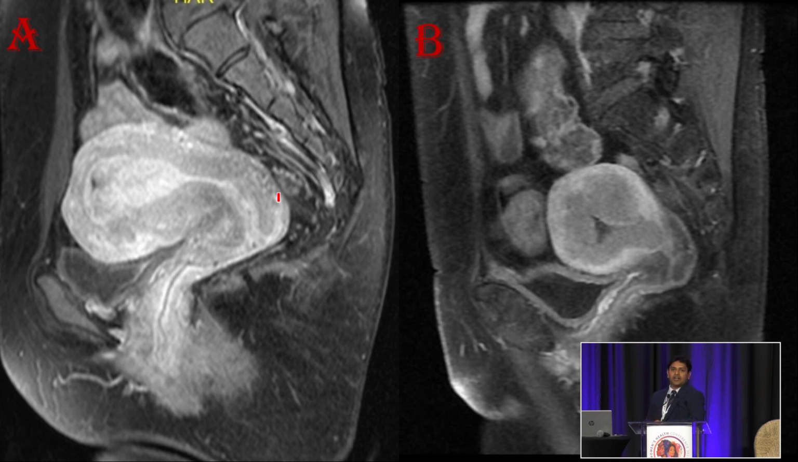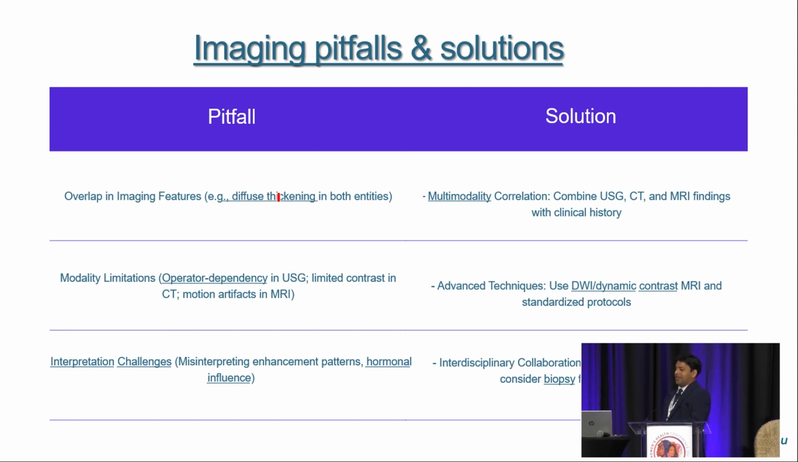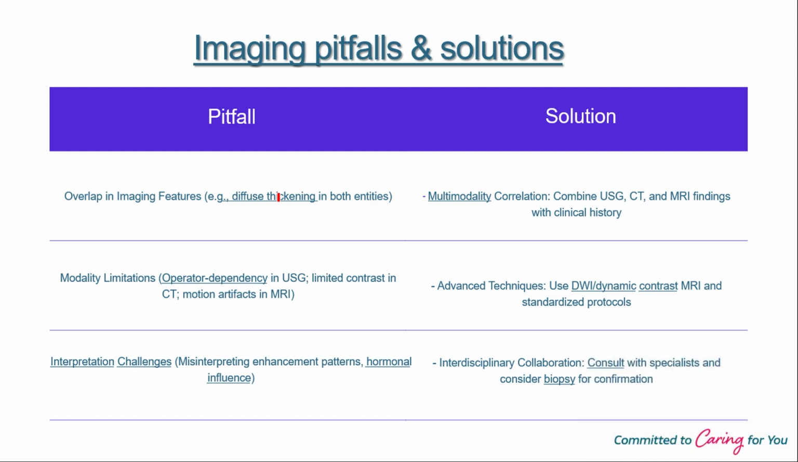If you do a diffusion-weighted MRI image, that shows bright signals as well. So both can have diffuse thickening. So you should always have a multimodality approach. Sometimes it can be tough to see on ultrasound, so then we can combine with MRI as well. There may be some challenges, particularly with patients who are having hormone replacement therapies, where the endometrium shows some thickening. So it's always better to have the clinical history, talk to the gynecologist, and in some cases, biopsy may be the ultimate diagnostic tool.